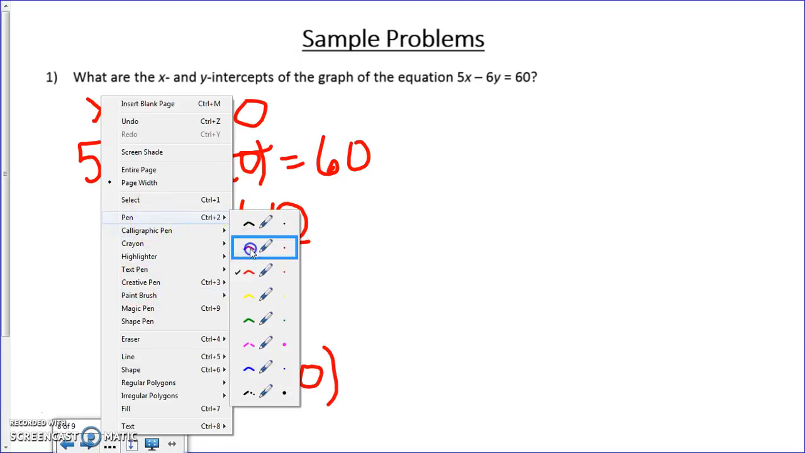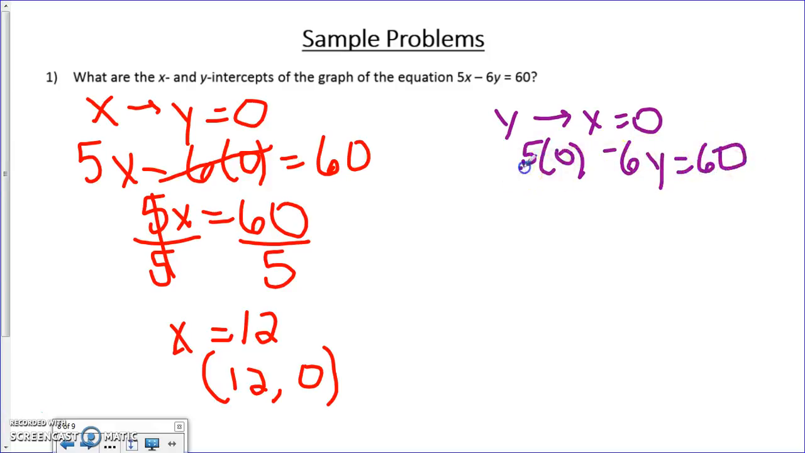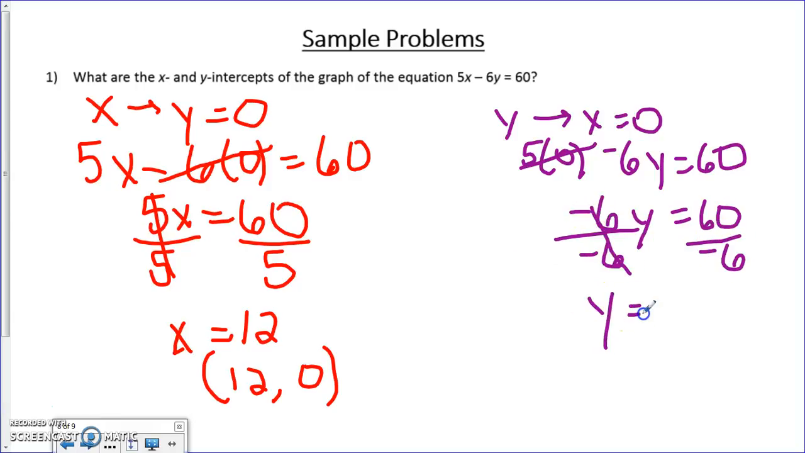Then if we do the y-intercept, it's the opposite. X is equal to 0. So we have 5 times 0 minus 6y equals 60. Now just be careful here. 5 times 0 is 0, but we have a negative 6y. So negative 6y equals 60, not just positive. Divide both sides by negative 6, and you get y equals negative 10, and always write it as a coordinate as well, 0, negative 10.